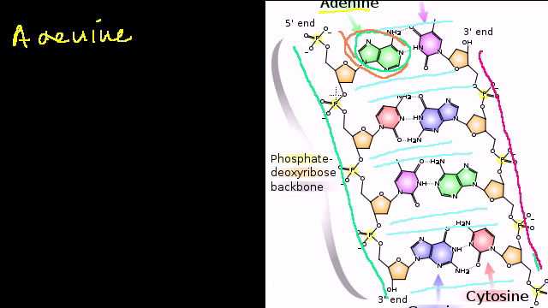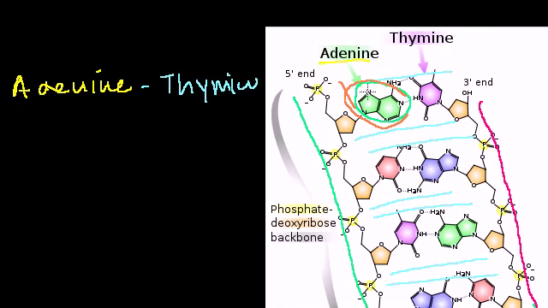So you have adenine, and adenine pairs with thymine. You see that up here. If you have an adenine base here, it'll pair with thymine. This is called a base pair. Adenine and thymine pair with each other.